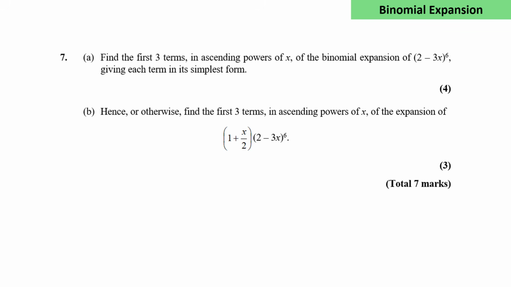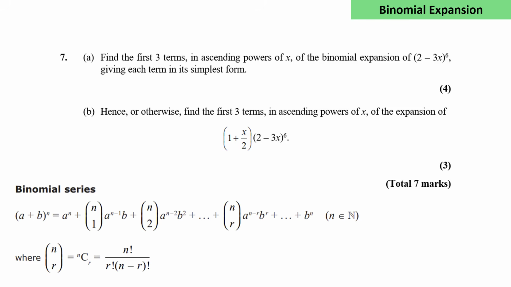We're going to look now at two questions related to the binomial expansion. Remember that in the formula booklet there's a recipe for the binomial series. We want to expand 2 minus 3x to the power of 6. So we have to identify a, b and n. So we get that a is 2, b is minus 3x and n is 6.